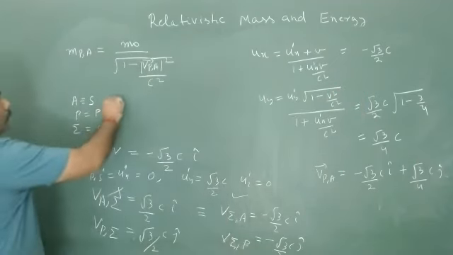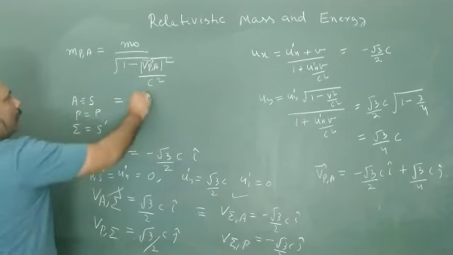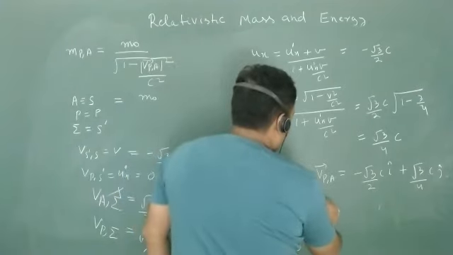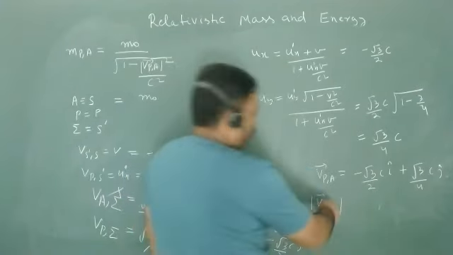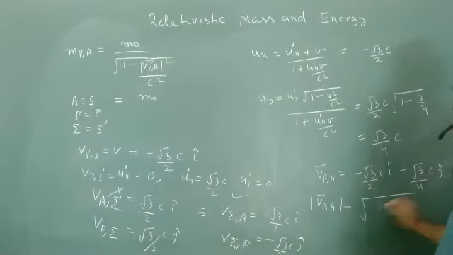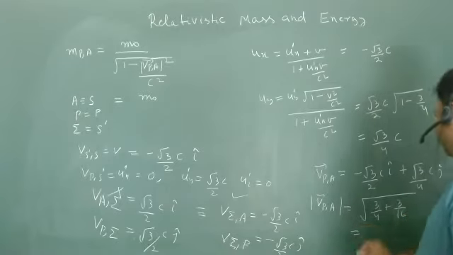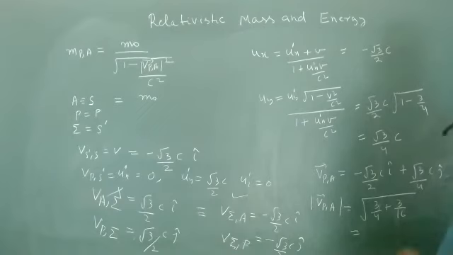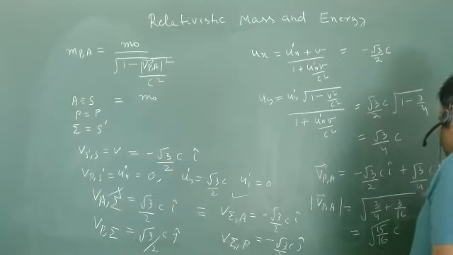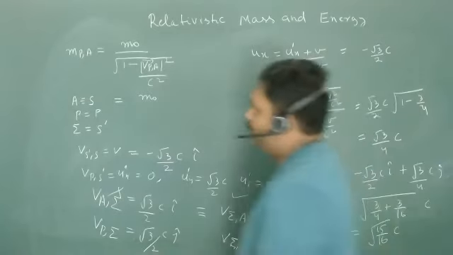So what will be this value? Let's calculate the magnitude of the velocity of the particle with respect to A. You can take 3 upon 4 plus 3 upon 16. What value is coming? Root under 15 upon 16, so this value is root 15 upon 16 c, and v square upon c square is 15 upon 16.